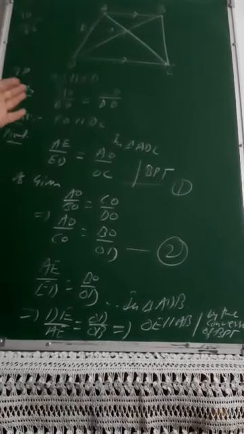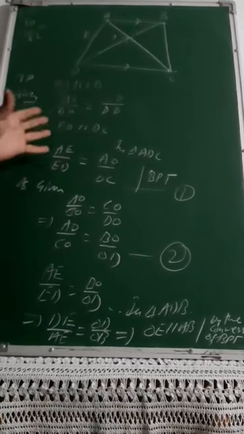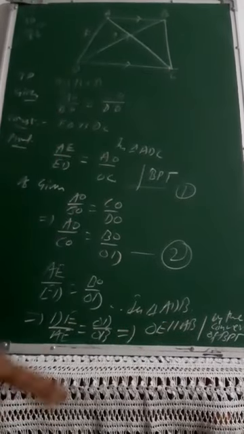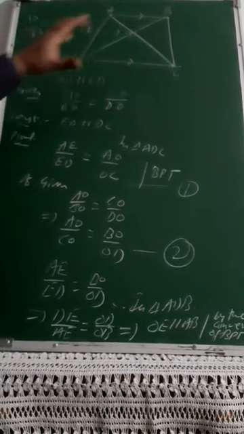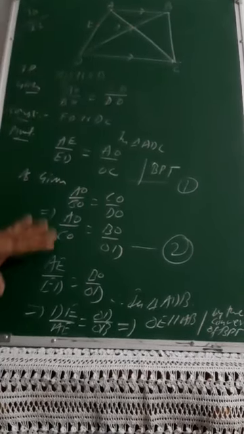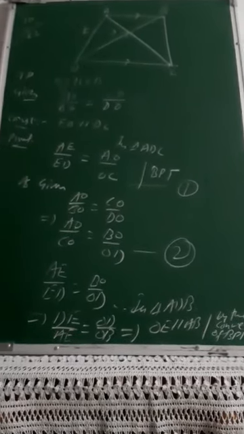So what construction have you done? OE you said is parallel to CD. So if OE is parallel to CD and here you have proved OE is parallel to AB, that means your AB is parallel to CD, which I had to prove. So that is the solution for your question number 10. I hope you all understood that.